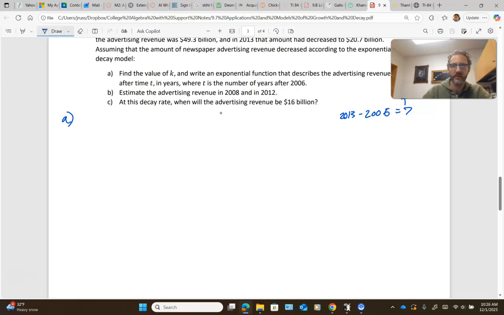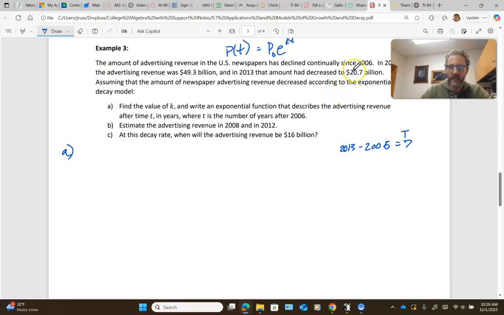Alright, so the future value of this function is the 20.7 billion, because remember, this is decreasing. 20.7 billion is equal to the initial revenue, which is 49.3 times e to the k. Well, we don't know what k is, but we do know what t is. t is 7. Or you could even write this as 7k if you want. I think that's what I'll do. Well, no, I guess not. k times 7. Well, again, first thing I'm going to do is divide both sides by 49.3.